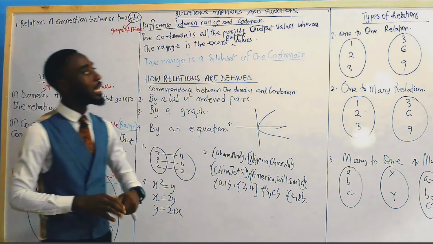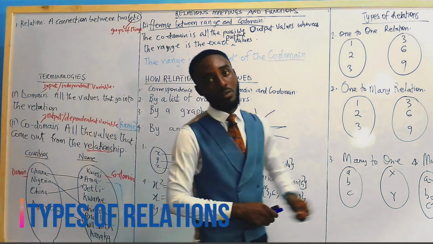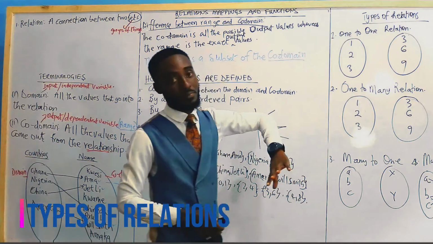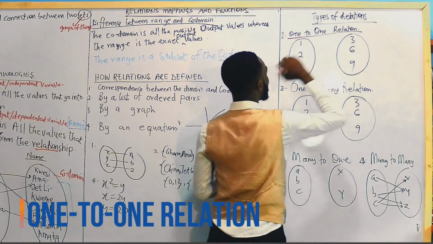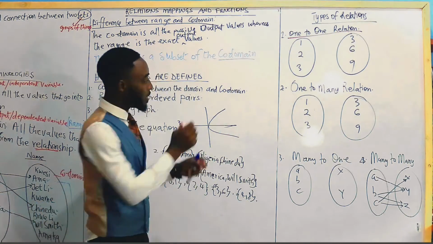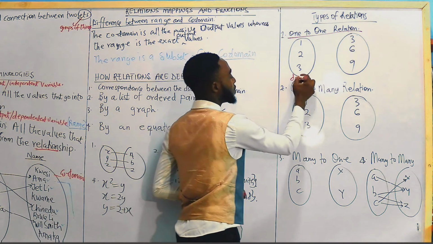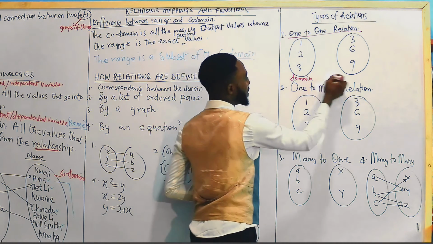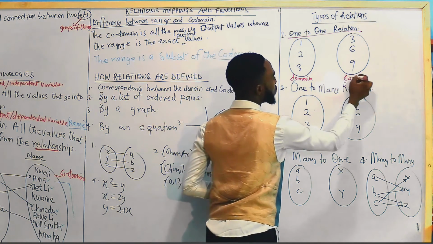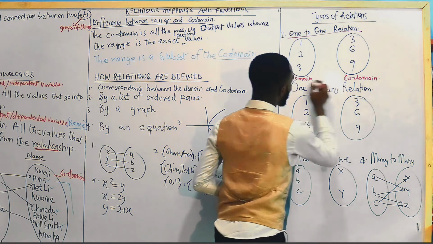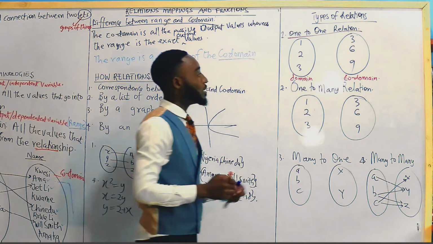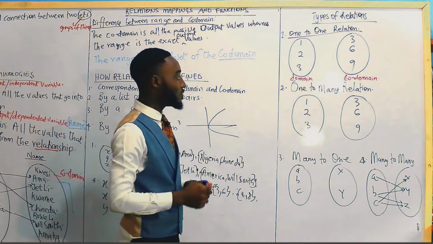Alright, so next thing is to talk about the various types of relations. The first here is a one-to-one relation. Let me label: we have the domain, the independent value, and then the codomain, the dependent value.